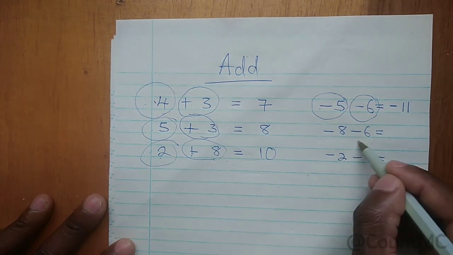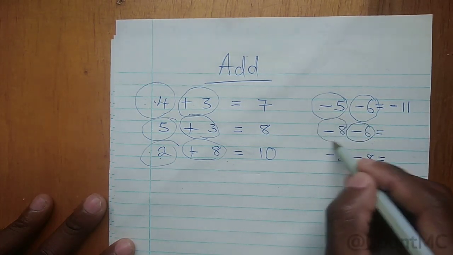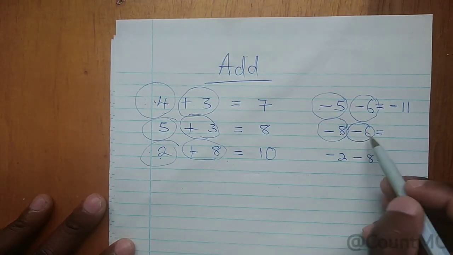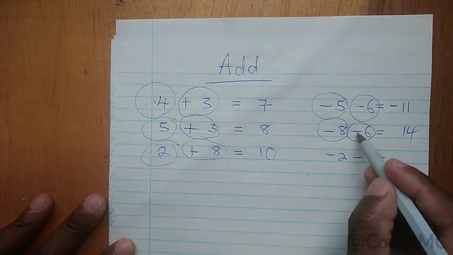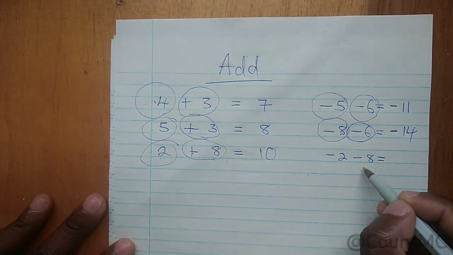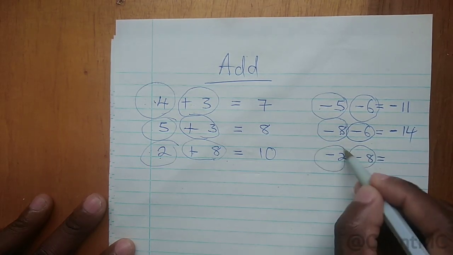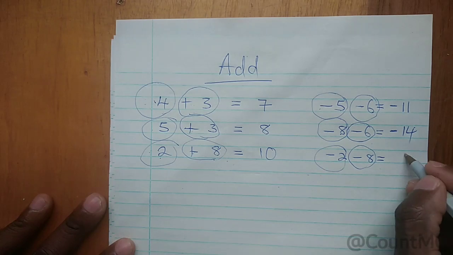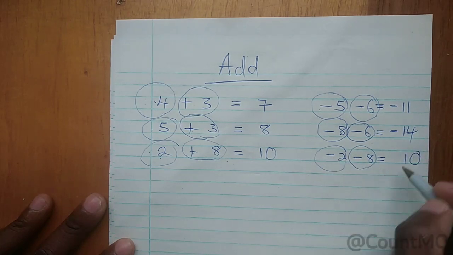Minus 8 minus 6. You see the signs are the same, so you add 8 plus 6, you get a 14. What's the common sign? It's negative. Let's do this one. Minus 2 minus 8. The signs are the same, so you add, you get a 10. What's the common sign?